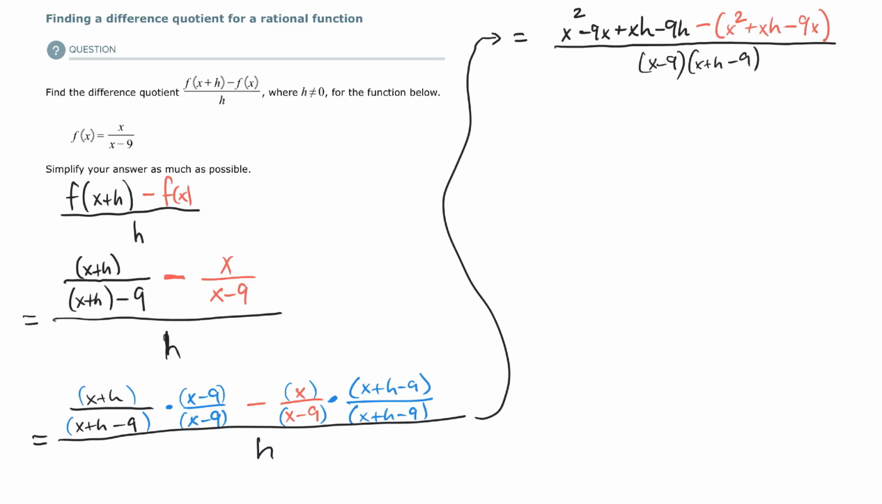Now, instead of divide by h, I'm actually going to multiply by 1 over h. I hope you guys can see that. I'll make that clearer on the next line. Instead of divide by h, I'm going to multiply by 1 over h. So let's simplify. X squared minus x squared will get you 0. The x times h minus x times h will get you 0. The subtract 9x, add 9x will also get you 0. So what's left in the numerator? I just see a negative 9h.